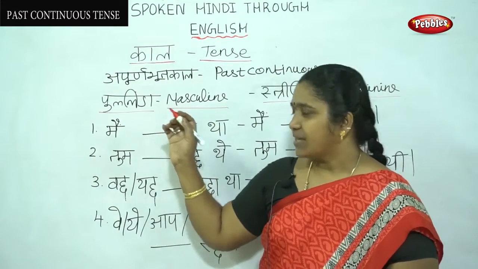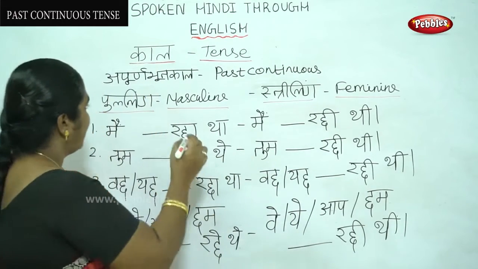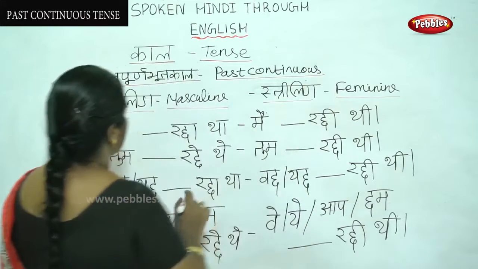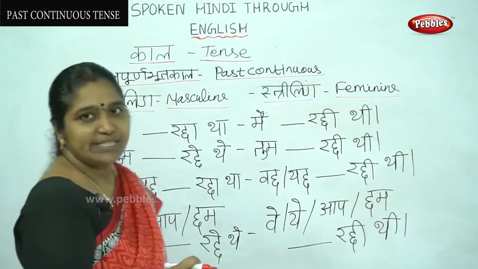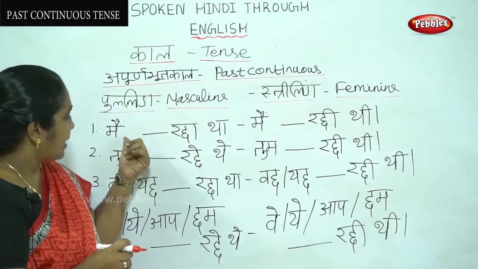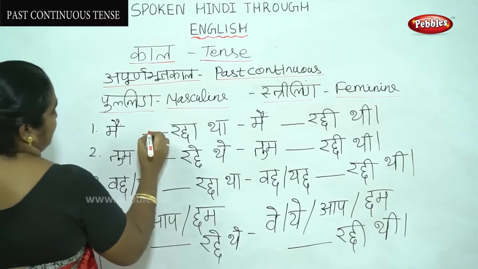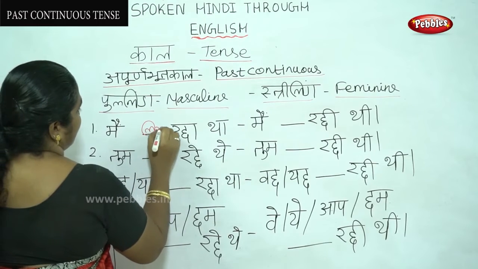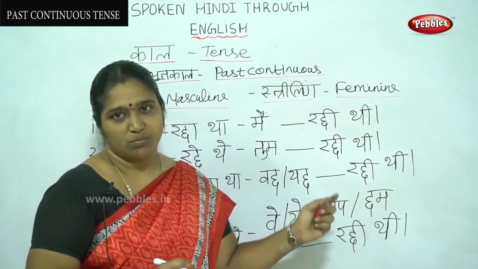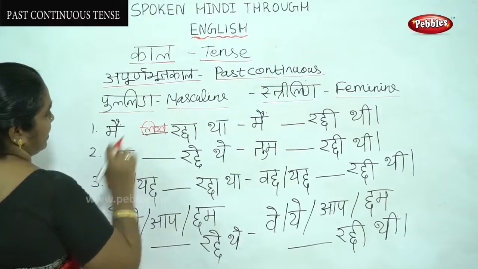Past continuous, in Hindi, is called apurna bhutkal. Apurna bhutkal, past continuous. Likewise we have the table. It is called a formula. Here the first person: main dash raha tha. Here we can put likh. I was writing now. Here, main likh raha tha.